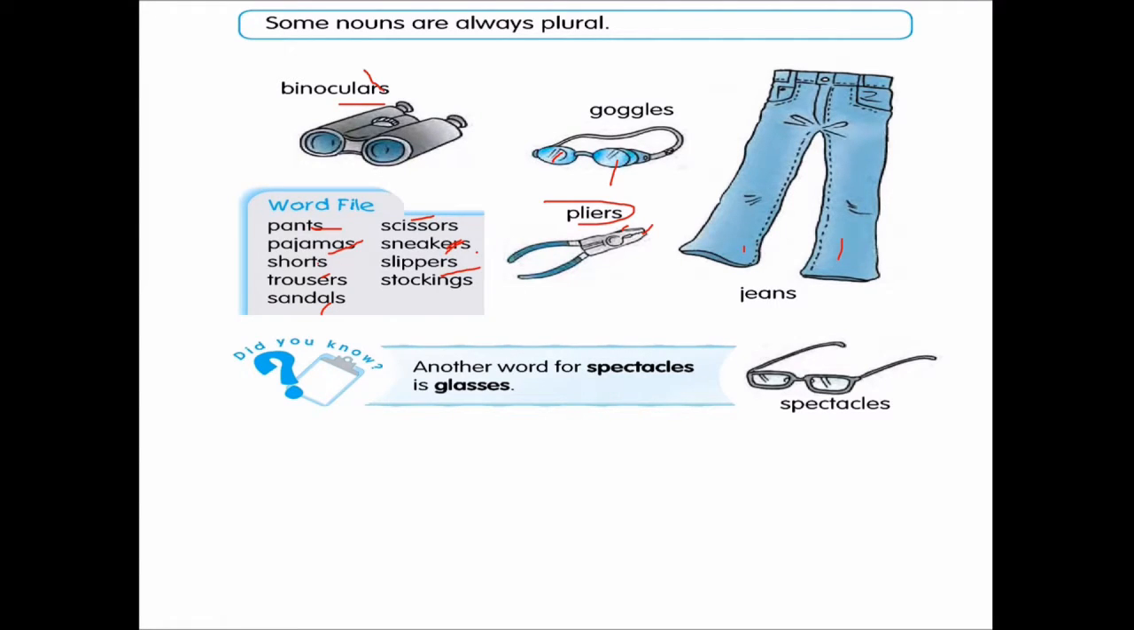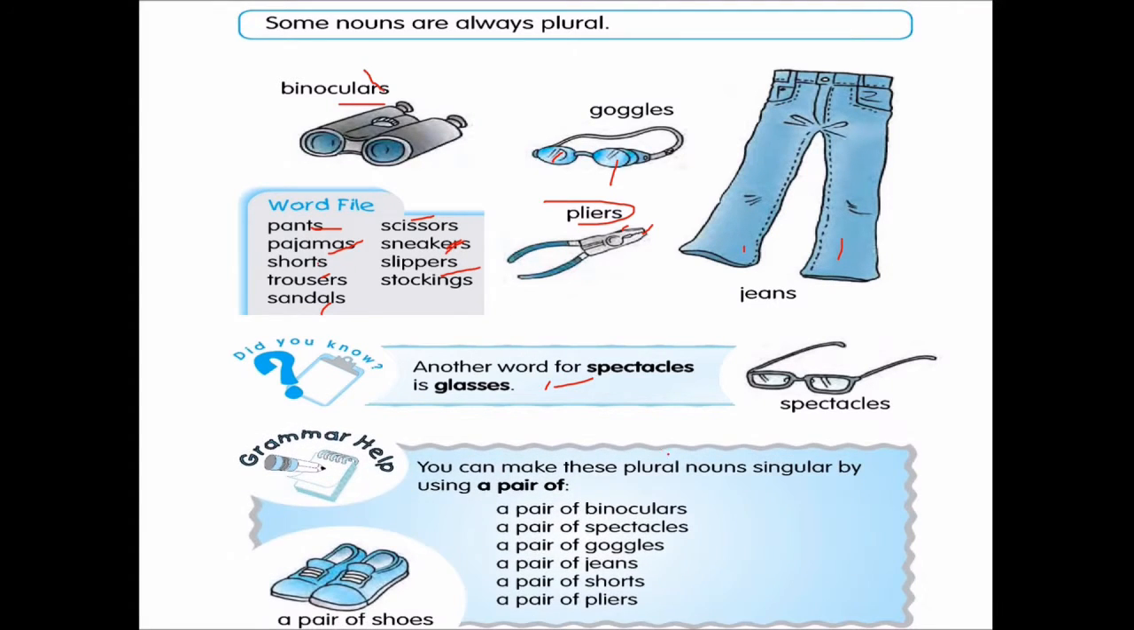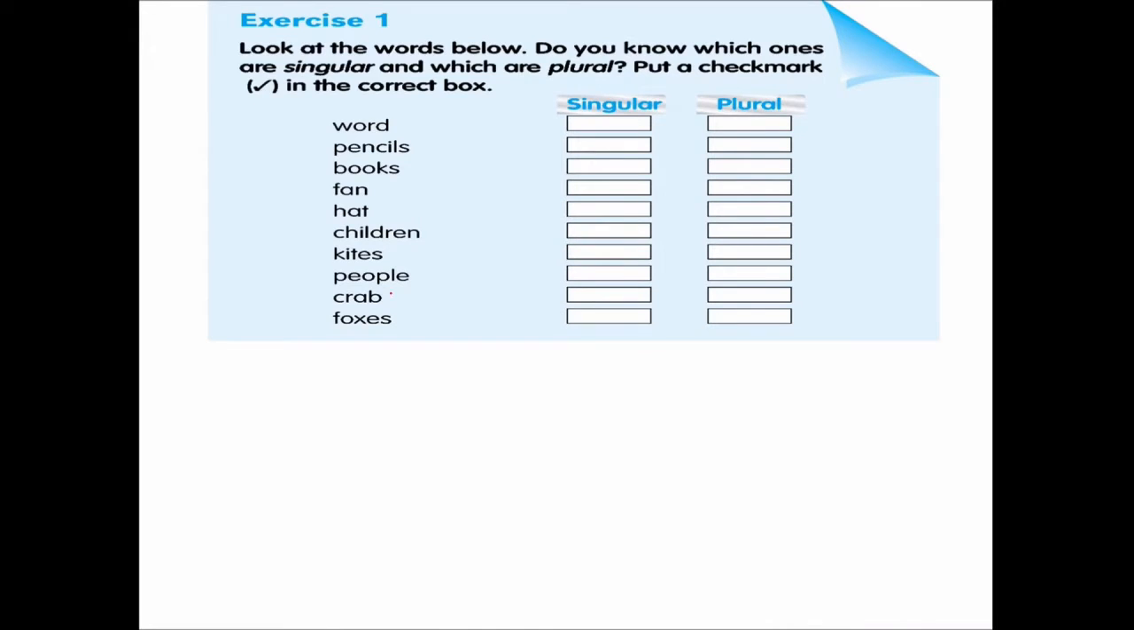All will have S in the end. And another word for these spectacles is also glasses. So you can make these plural nouns singular just by using a pair of. So how are you going to make it singular? A pair of binoculars, a pair of spectacles, a pair of goggles, a pair of jeans, a pair of shorts, and a pair of pliers.